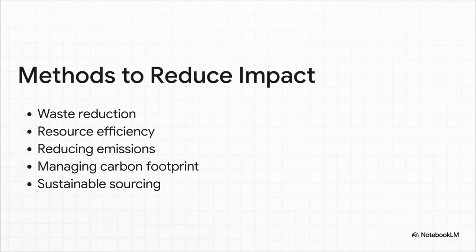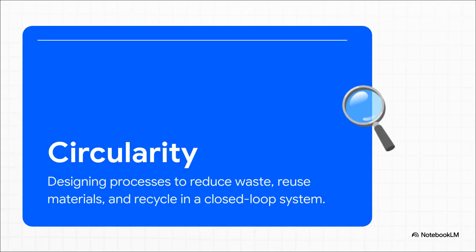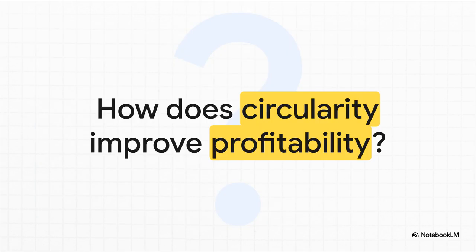And of course, sustainable sourcing ensures you're buying materials in a way that protects both the environment and fair working conditions. Think of it as putting an entire global supply chain on a strict eco-friendly diet. And this brings us to what is arguably the ultimate operational goal: circularity. This is an approach focused entirely on designing products and processes to reduce waste, reuse materials, and recycle resources in a closed-loop system. It's about taking the very concept of waste and completely eliminating it by turning it right back into a usable resource.